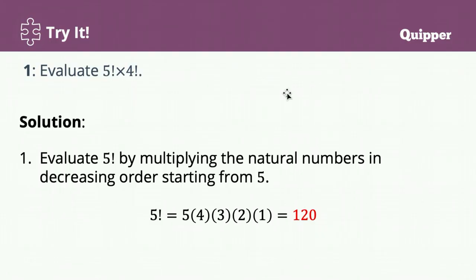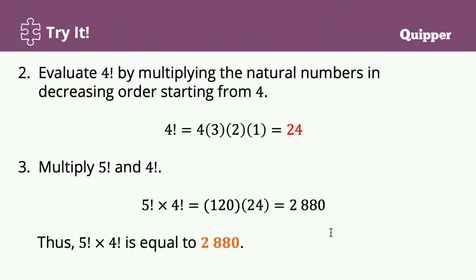To get the product of 5 factorial and 4 factorial, we need to evaluate each factorial. First is the 5 factorial. Evaluate 5 factorial by, of course, multiplying the natural numbers decreasingly starting from 5 since our n is 5. And so, 5 factorial is 5 times 4 times 3 times 2 times 1, which is 120. Next is the 4 factorial. Evaluate 4 factorial by multiplying 4 times 3 times 2 times 1, which is 24.